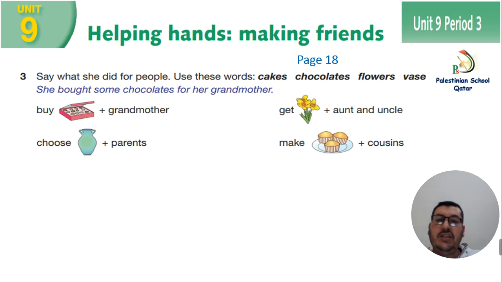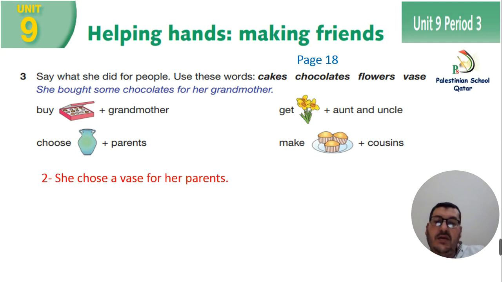Say what she did for people and use these words: cakes, chocolates, flowers, and vase. She bought some chocolates for her grandmother. Okay, buy, chocolate, grandmother. She bought some chocolate for her grandmother. What about 2? Choose, vase, parents. Okay, she chose a vase for her parents.